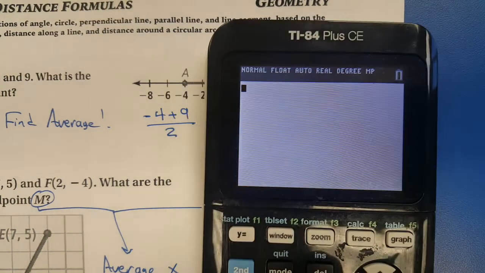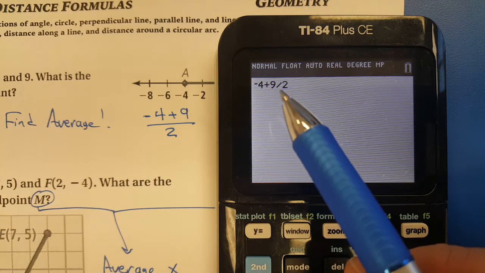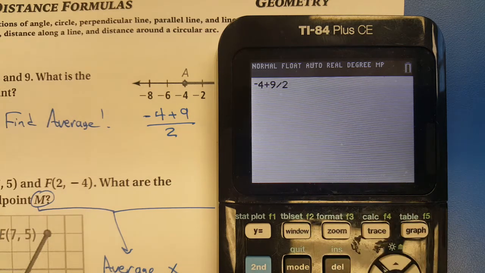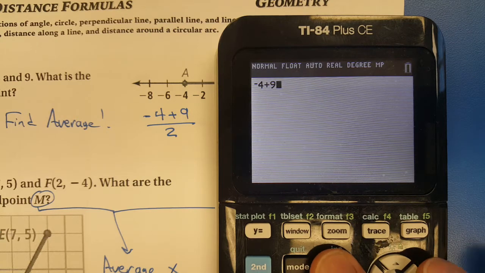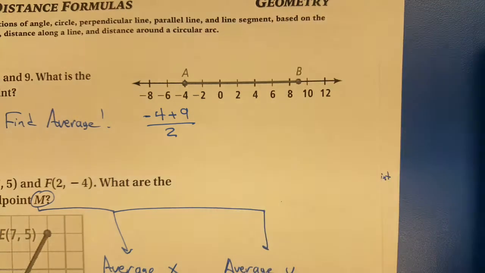2. If you type it in like this, and this is going to happen, I guarantee you, you're going to type it in like this. Now order of operations is going to make the division happen first, so that's actually wrong. So one thing I do, I just do the addition, hit enter, okay, 5.